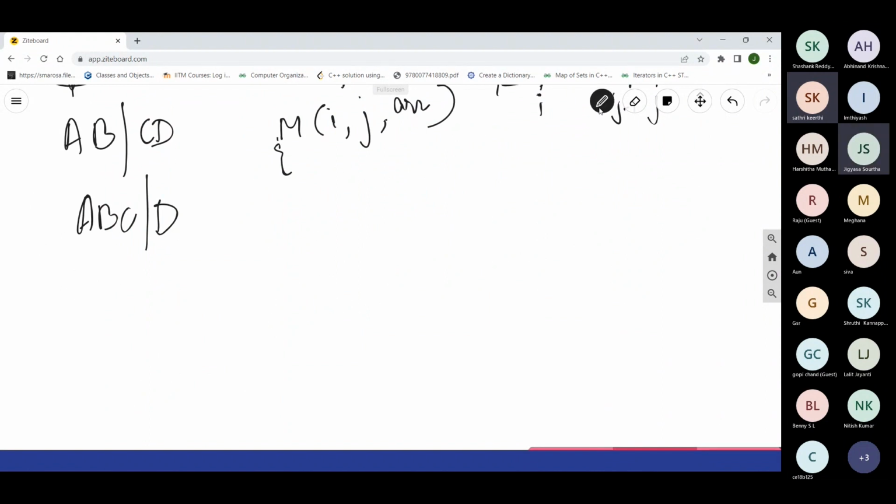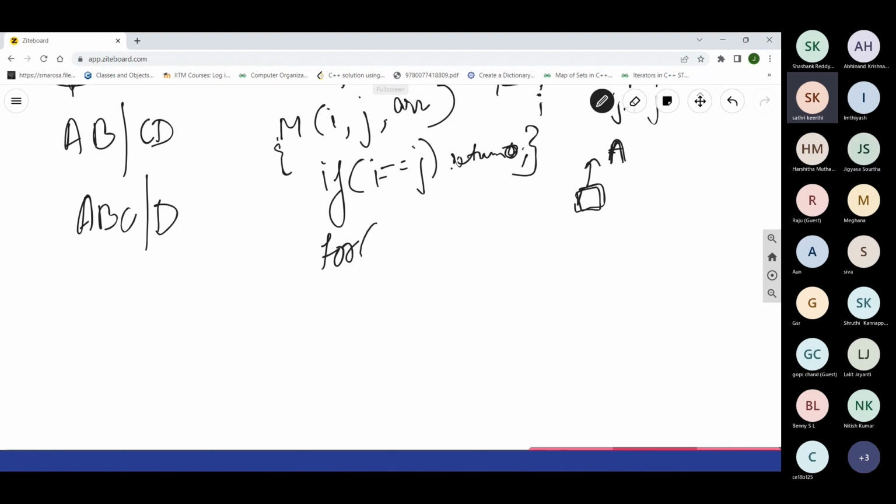First, it starts with your base case: if I equals j, you will return 0. When I equals j, it means you have only one array index. That means you have only one matrix, let's say A or B or C or D, so their cost of multiplication will be 0. So you will return 0. If I is not equal to j, then you will run a for loop, the for loop that will take care of the splits.